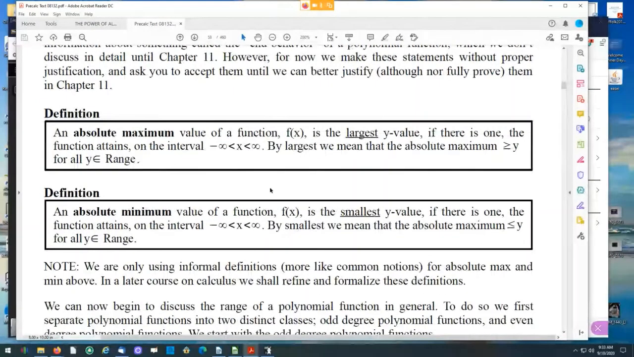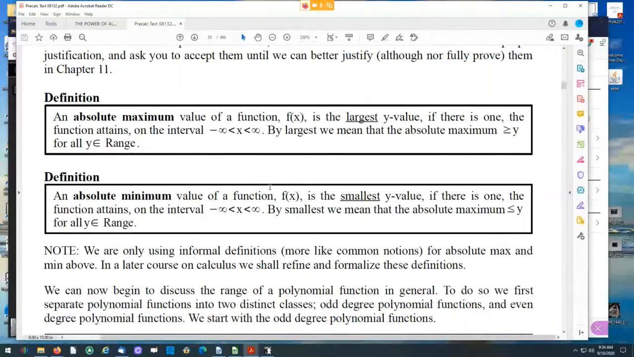Now, we're going to define two different things that are related, or will be related, to the range: something called an absolute max and an absolute min. The first definition there is that an absolute maximum value of a function is the largest y value. The max or min is in terms of the y's, if there is one. Sometimes there are no absolute max and mins.